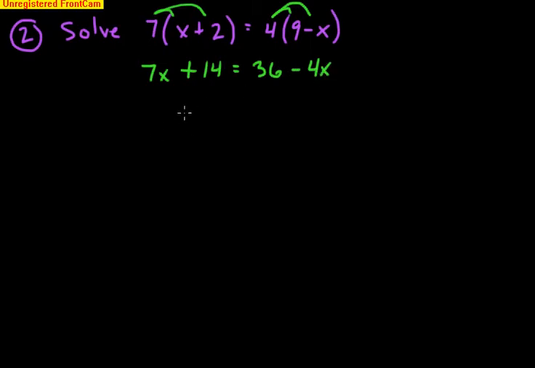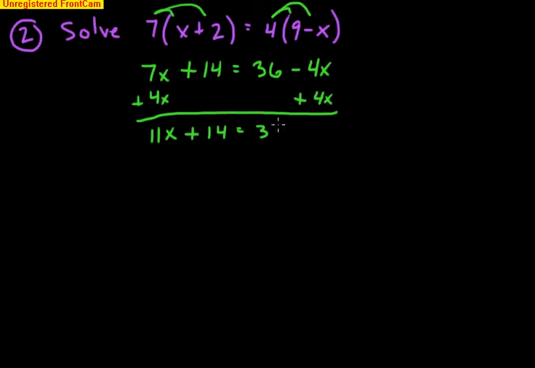And now we have x's on both sides, so we should combine. Let's combine by adding 4x to both sides. When you add 4x to both sides, 7 plus 4 is 11x. Okay, like terms, they will combine. Bring down the plus 14, and that is going to equal 36. The 4x's cancel. Then we will get x by itself by doing 2 more steps, subtracting 14.